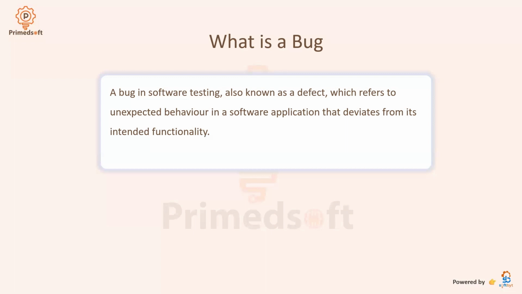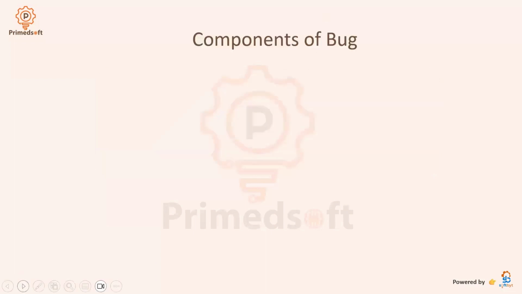Another example: for a login functionality, you have to use a valid username and a valid password, and click on login before you can log in. If you've entered a valid username and an invalid password, and it still allows you to log in, it's a bug because it's not functioning as intended. It has deviated from its intended functionality. So that is what a bug is. Let's go to the next slide.